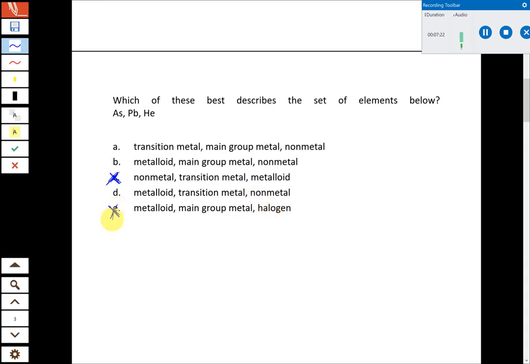Then this is how I would approach the problem: look for those obvious ones first. Now we do have to go through A, B, and D to figure out which one is correct. And again, some of these might be a little bit easier than others to go through. So if we look at choice A, it classifies arsenic as a transition metal, whereas choices B and D classify it as a metalloid. So let's see which of those is the better choice. Is arsenic, As, a transition metal or a metalloid?